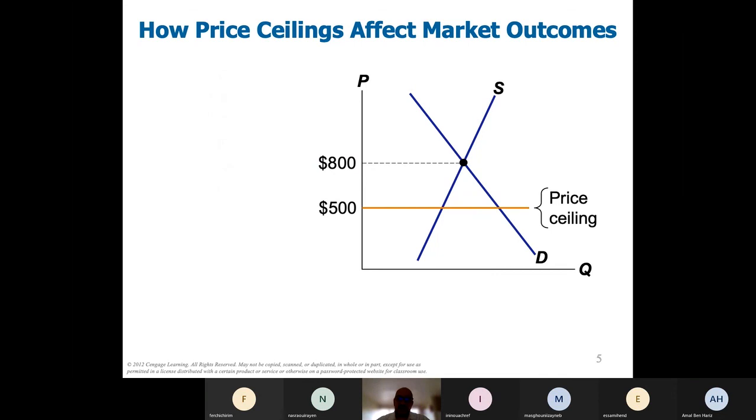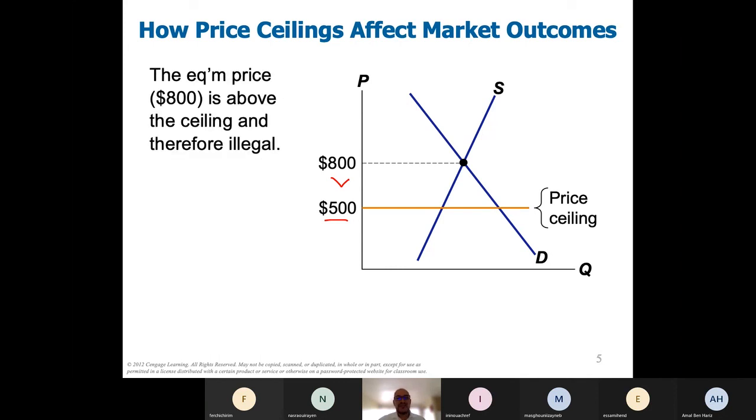Let's see the other case. Suppose now the price ceiling is 500. 500 is way below the equilibrium market price, which is 800. This makes a rent of 800 larger than the maximum imposed by the law. So those who apply such a rent are considered to be violating the law. Here the equilibrium price is above the ceiling, and therefore this price is illegal according to the law.